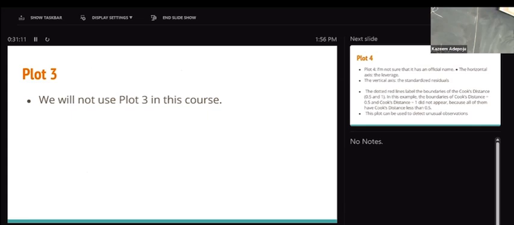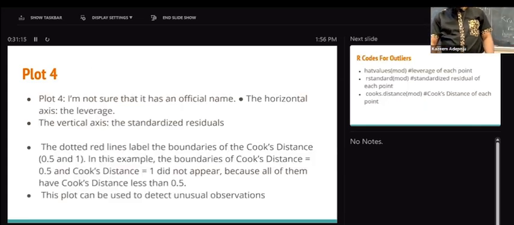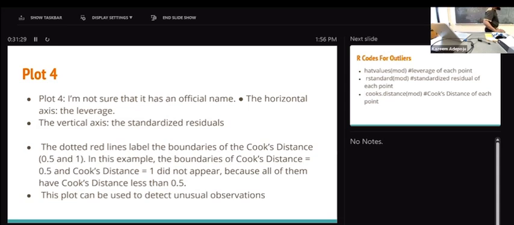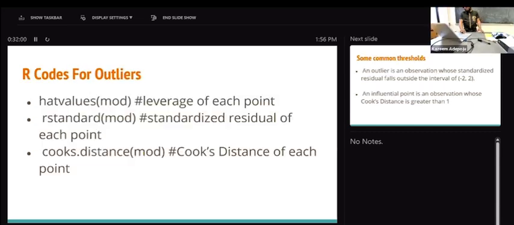Then we also have plot number 3. It's not necessary in this course. Then we have plot number 4. The official name for that is leverage, and the vertical axis of the plot is called the standardized residual. This is a plot that also does the job of Cook's distance. We said the other time, the dotted red line will label the boundaries of the Cook's distance, which is going to be between 0.5 and 1. In a situation where Cook's distance is equal to 1, we're going to take a decision and so on.